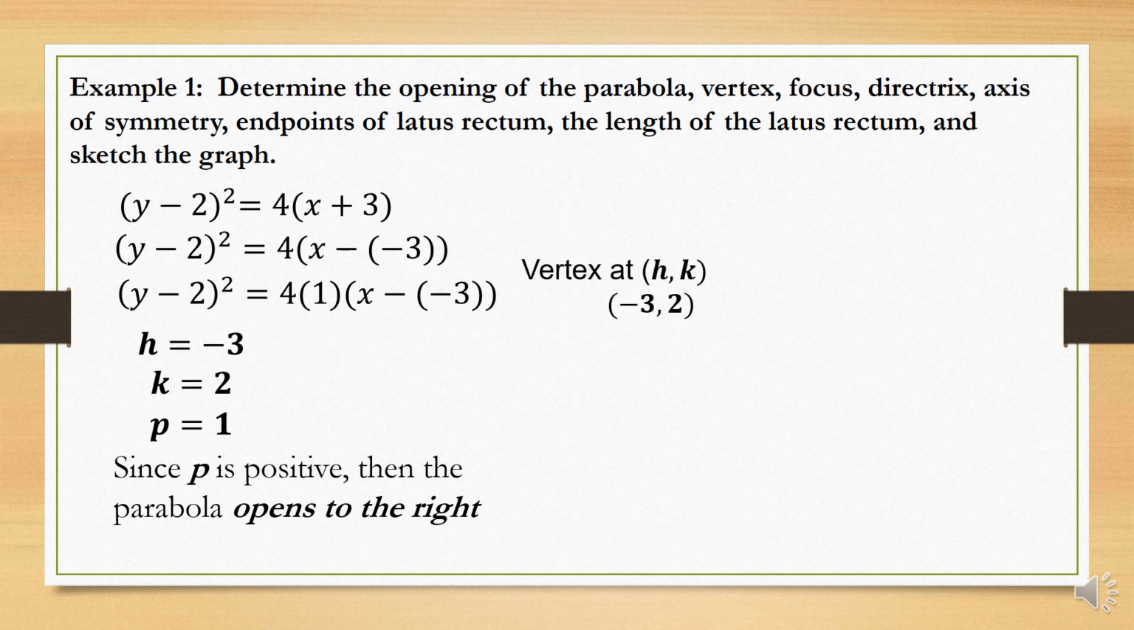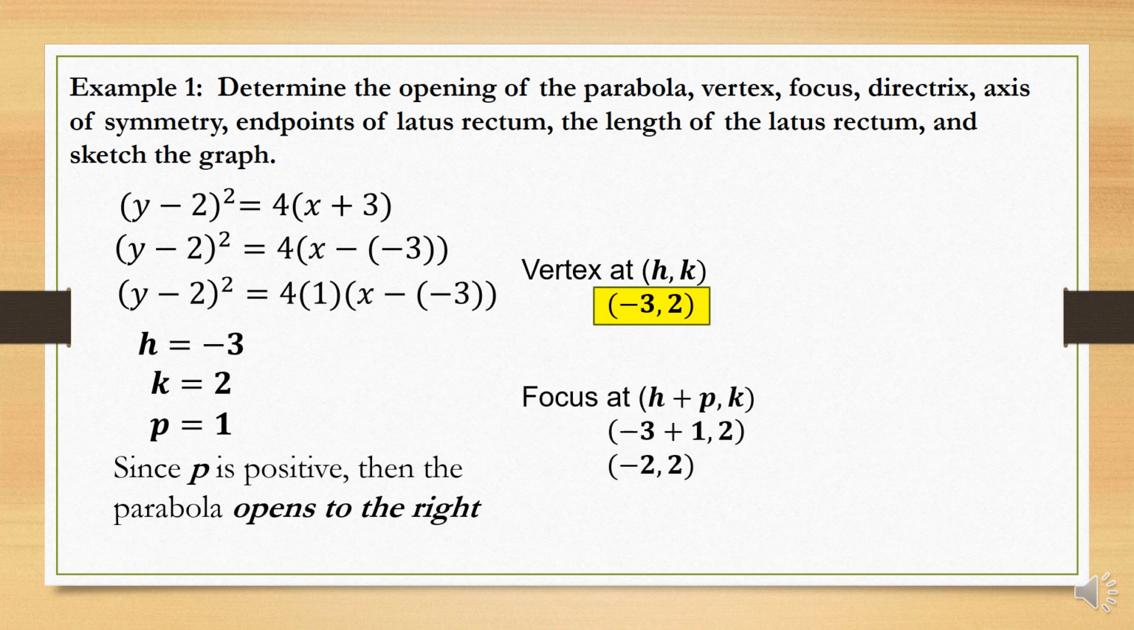The vertex is at the coordinates h and k. Since h is negative 3 and k is positive 2, just substitute the values of h and k. So we have the vertex at negative 3 and 2. Focus at the coordinates h plus p and k. So substitute the values. We have negative 3 plus 1 and 2. Negative 3 plus 1 is negative 2, and copy the value of k, which is 2. Therefore, the focus is at the coordinates negative 2 and positive 2.